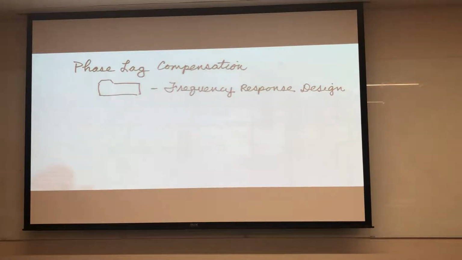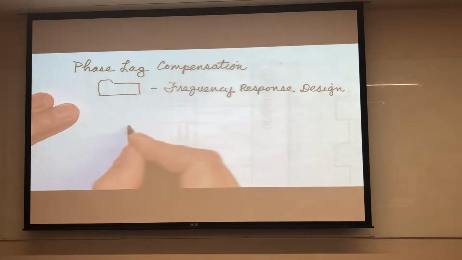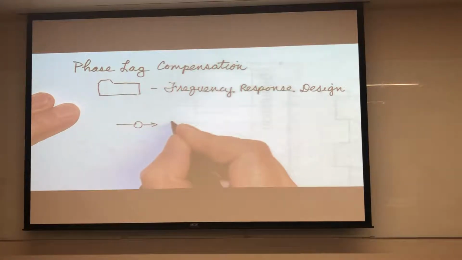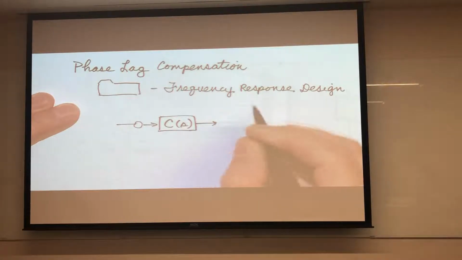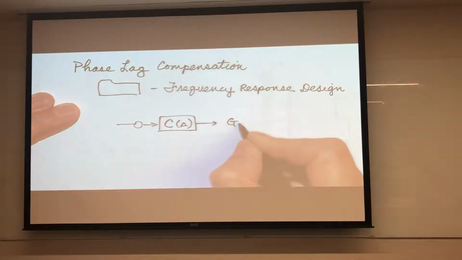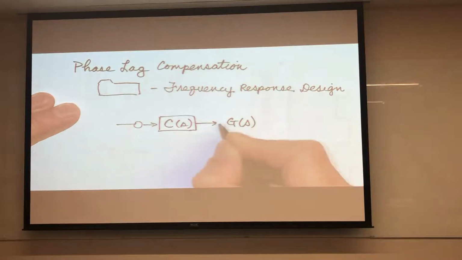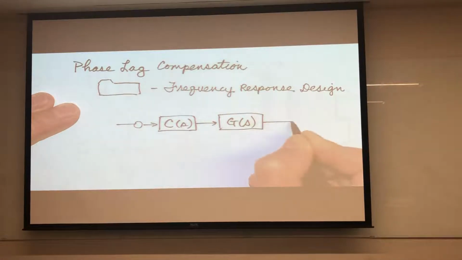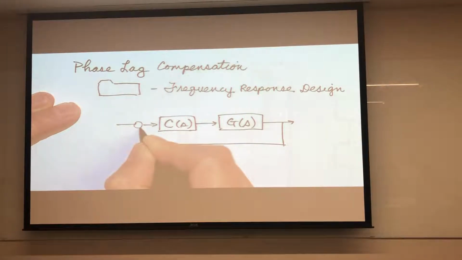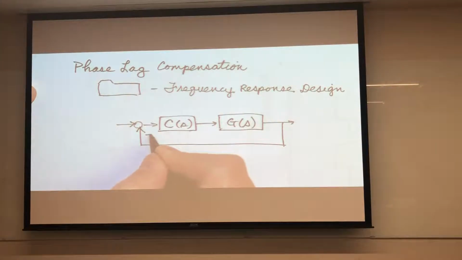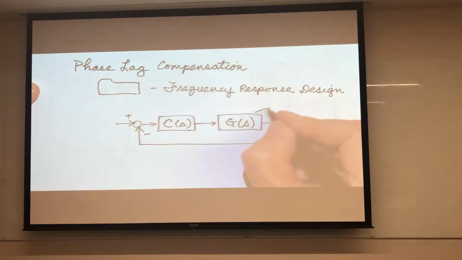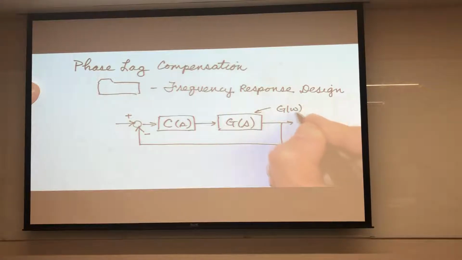I want to remind us that we are using frequency response design techniques that allow us to predict the behavior of a control system, given that we have information about the plant or the process. This is the simplest control system diagram that we can draw, a single feedback loop, and it also illustrates the point. And so G of omega is given.